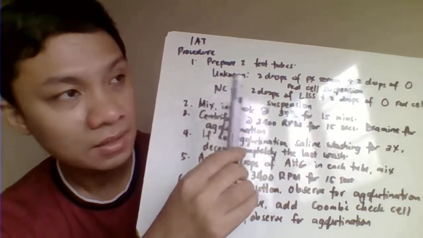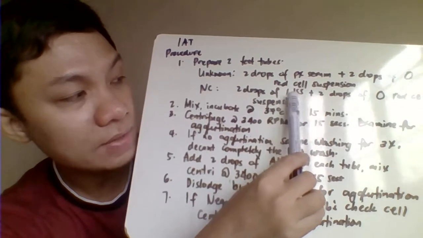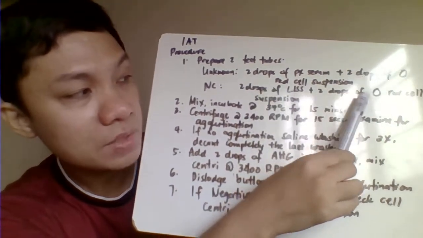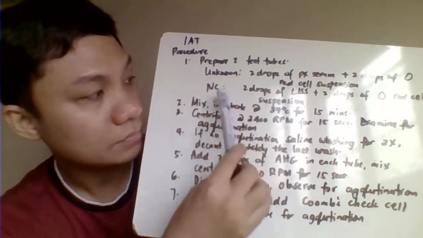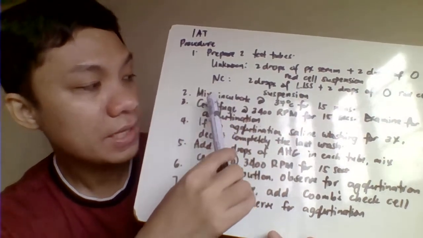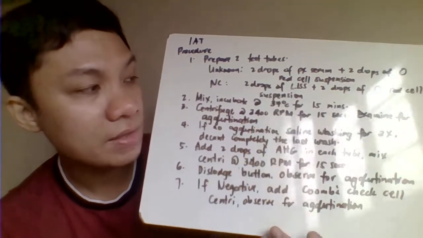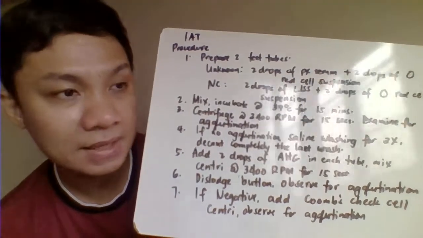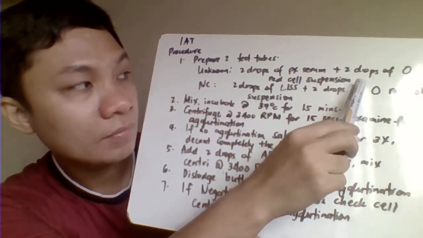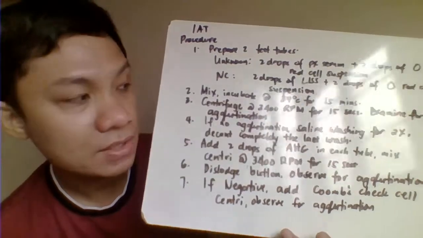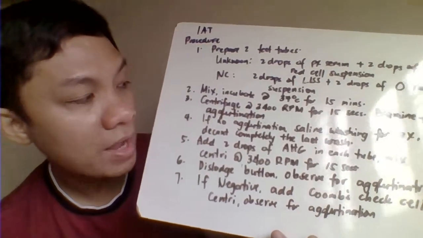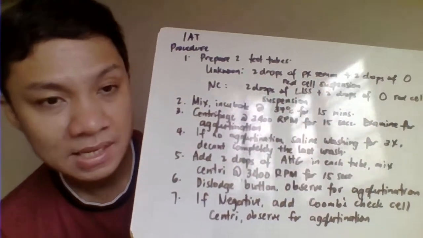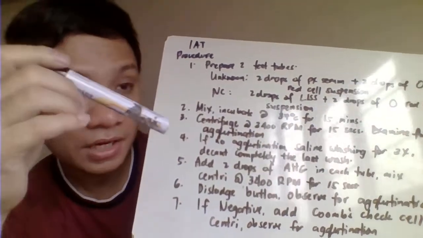Negative control. Okay, so 2 drops ng LISS. Kaya negative ito because wala itong patient's sample. Plus 2 drops of your O red cell suspension. With your two tubes here, you try to mix that one, incubate at 37 degrees Celsius for 15 minutes to allow sensitization para mag-bind ng ating antibody. Kung may antibody ka dito, magbabind siya doon. Okay, then after that one, you try to centrifuge for 3,400 RPM for 15 seconds and try to dislodge the button and observe for agglutination reaction.